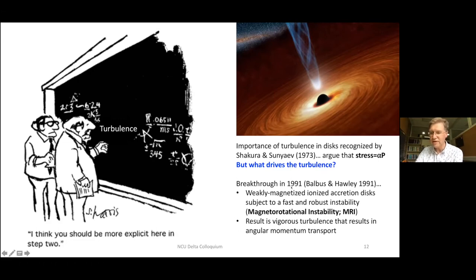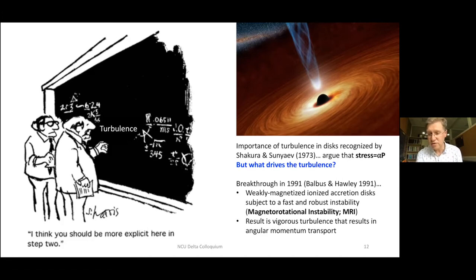So the breakthrough came in the early 90s when Steve Balbus and John Hawley recognized that weakly magnetized ionized accretion disks have a very fast and a very robust instability in them. That instability will take the weak magnetic field and amplify it exponentially, and the result is vigorous turbulence in the gas that results in angular momentum transport. This is the so-called magnetorotational instability, often called the Balbus-Hawley instability.